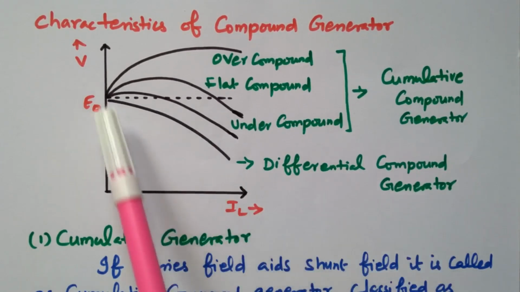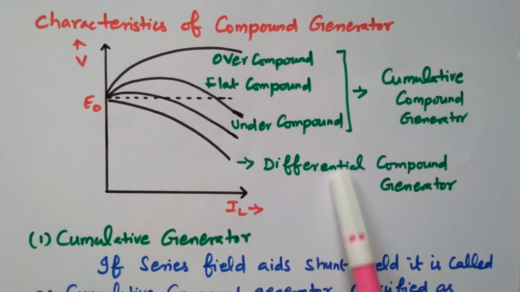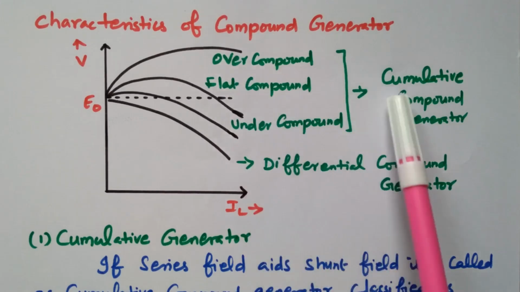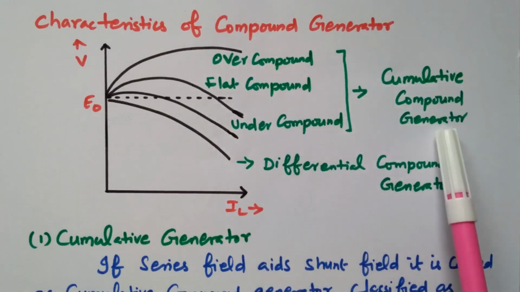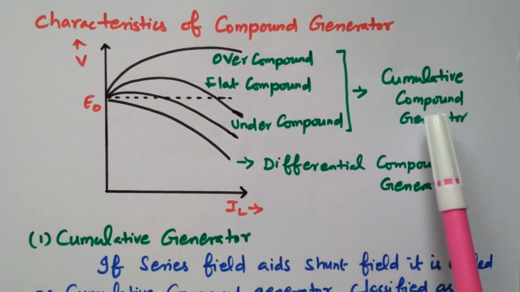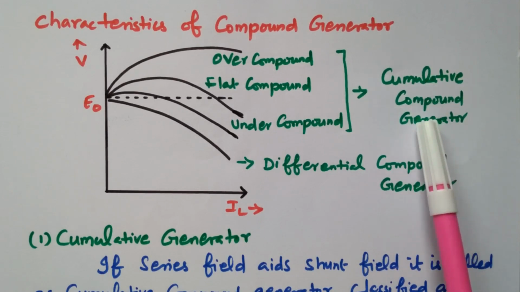Why is it dropping? First, it is due to the differential connection, the fields are opposing each other. Apart from that, we have the armature resistance drop as well as the armature reaction drop. These three curves refer to the cumulative compound generator. Cumulative compound generator means series field and shunt field are added together.